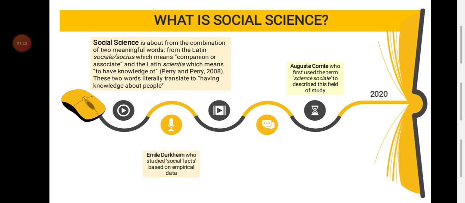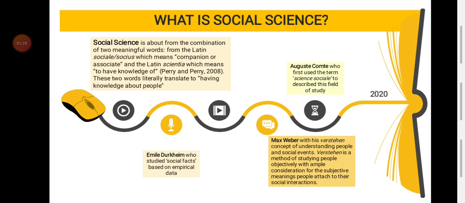According to Emile Durkheim, who studied social facts based on empirical data, and Max Weber with his Verstehen concept of understanding people and social events. Verstehen is a method of studying people objectively with ample consideration for the subjective meanings people attach to their social interactions. In short, social sciences are a vital part of today's culture and touch on all areas of life. It examines and explains human beings. This includes a variety of ways, from understanding how minds work to how societies as a whole function.